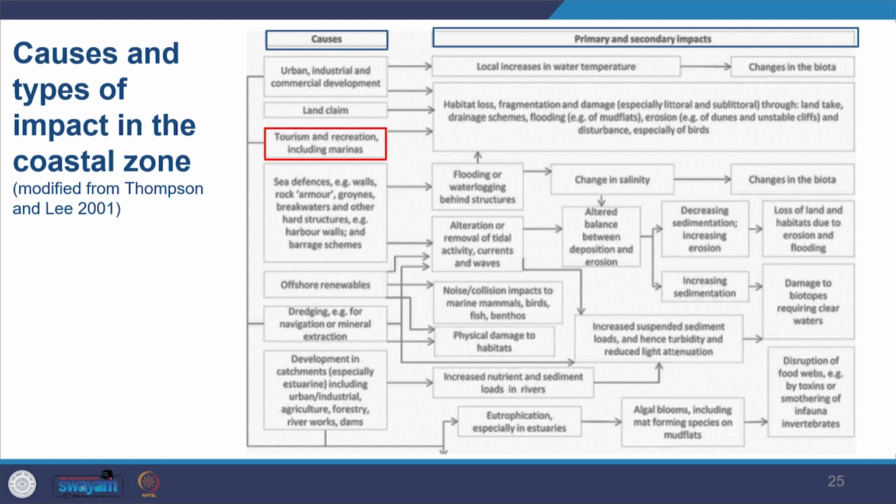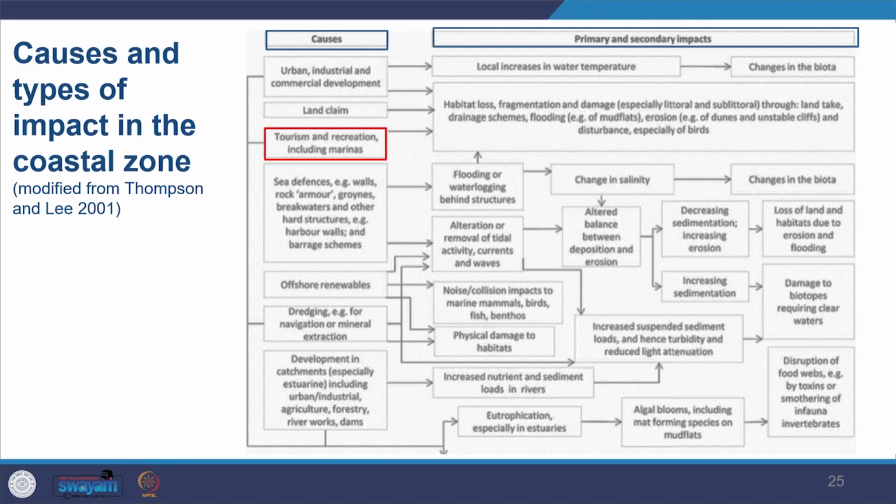And because of a lot of infrastructure development, jetties and other things you develop there, it also increases the disturbance pressure created over wildlife, especially birds, and they rely a lot on undisturbed sites for feeding purposes. So those disturbances happen.